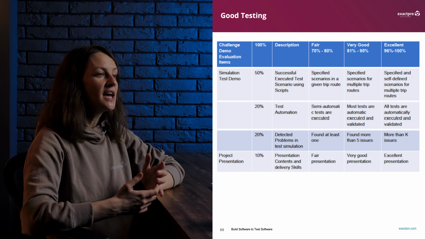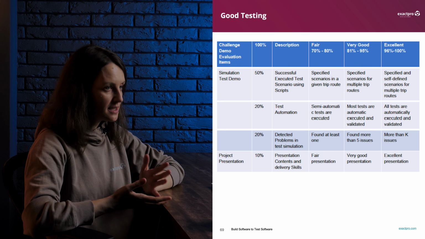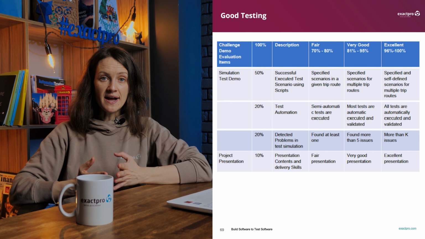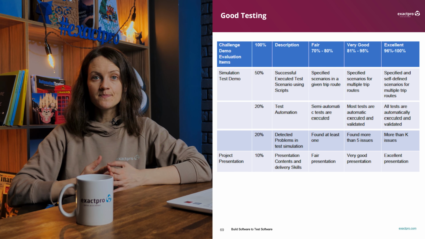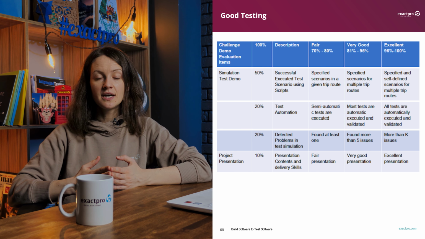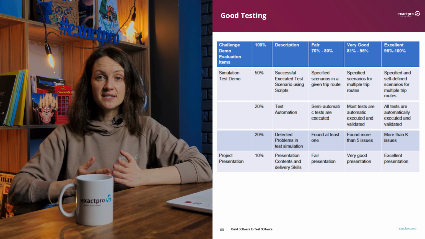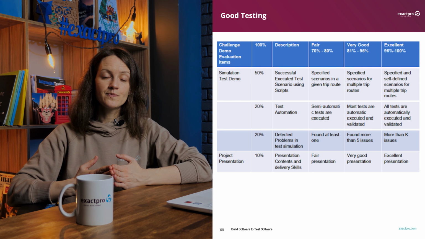Next criterion. You can get a 20% grade increase if you detected problems in the simulation. If you found just 1, they mark it fair, but if you found more than 5, the grade is very good. And if you found more than K issues, that's excellent. The last one evaluates your presentation, where you can get up to a 10% bump in your grade.